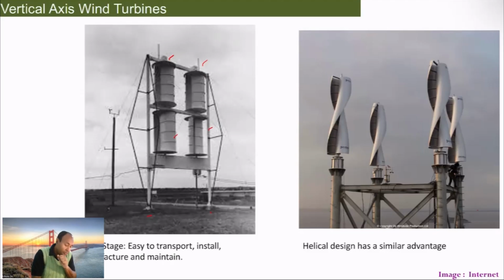Similarly, one of the helical designs has a similar kind of structure. You see these blades are of helical shape, but in total the footprint or the size of the complete turbine, including the gearbox and the other components, is not very large. So four of them could be installed on a single foundation like this. And if they are portable, some offshore installations could also be carried out.